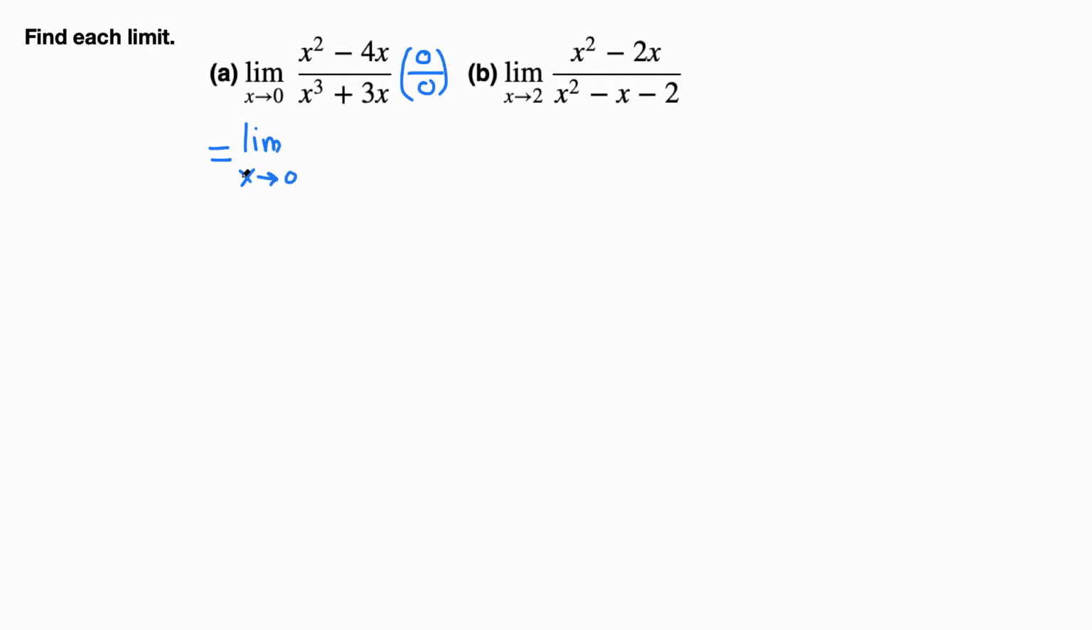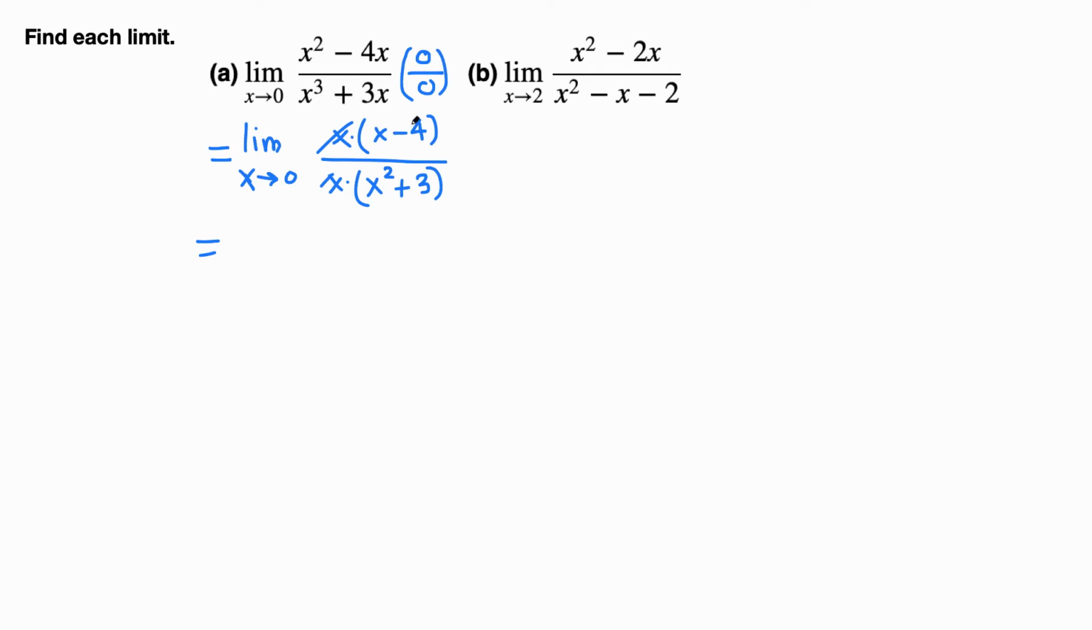Okay, so we need to simplify this fraction. Simplify means factor and cross out. On the top we can factor x out, that leaves x minus 4. On the bottom we can factor x, that leaves x squared plus 3. Now this x outside we can cancel. Now let's plug in. Unless we get 0 over 0, we should be fine.